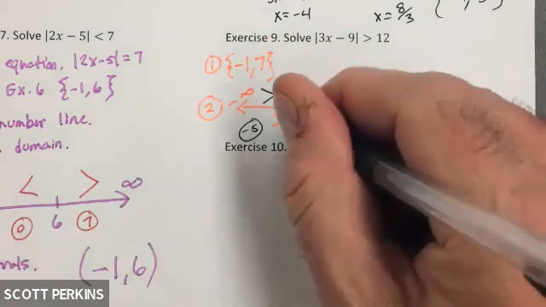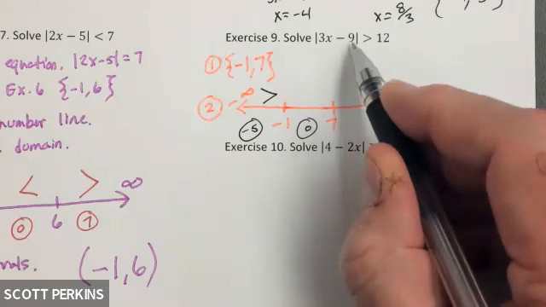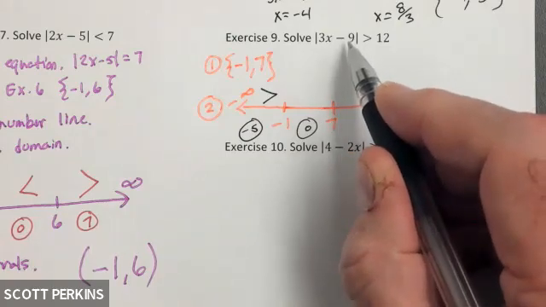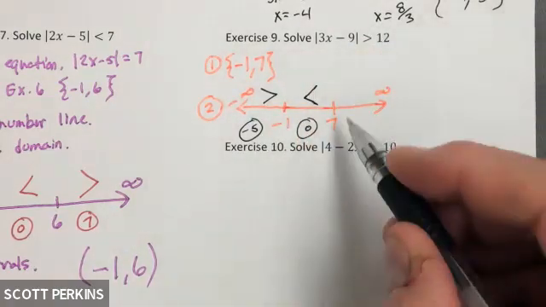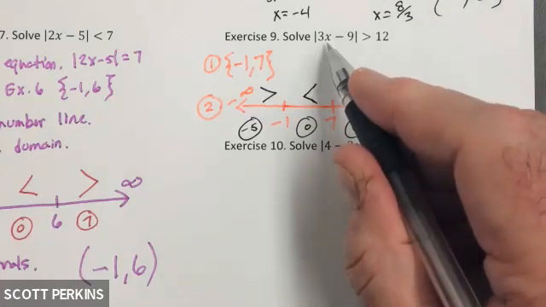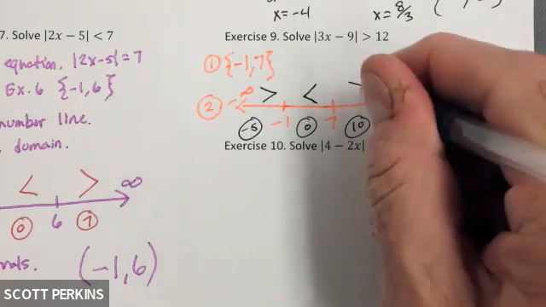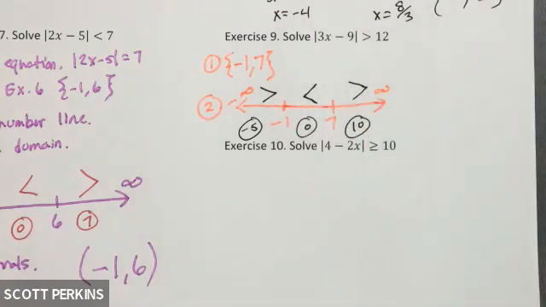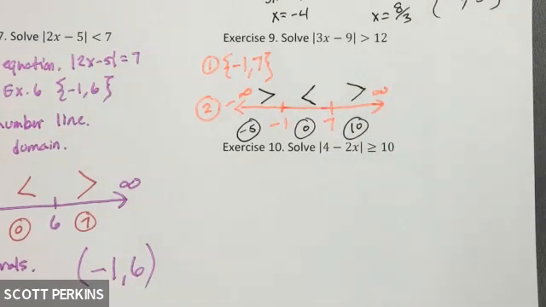If I put in 0, 3 times 0 is 0. 0 minus 9 is -9. The absolute value of that is 9, which is less than 12. And then on this last one, I'll plug in 10. 3 times 10 is 30. Minus 9 is 21. The absolute value of that is bigger than 12. So now we're going to answer the question, where are my bigger than 12? What interval or intervals answer this question?